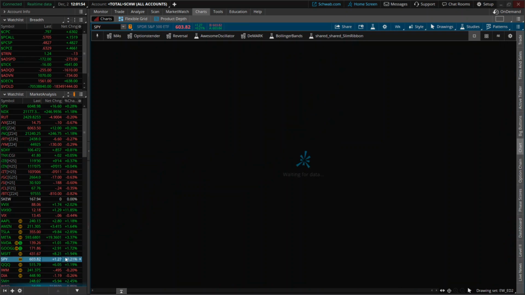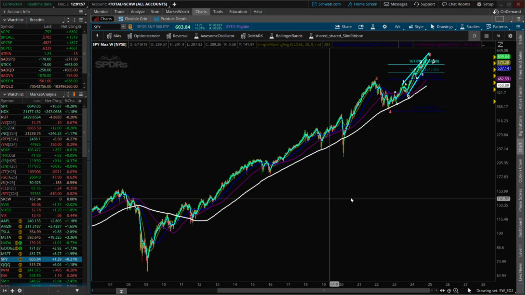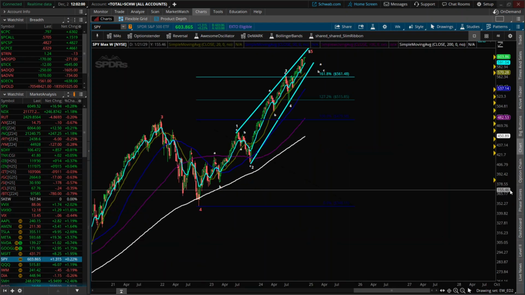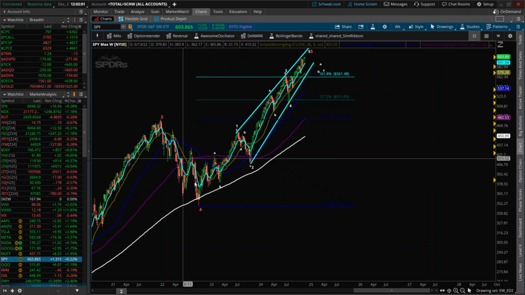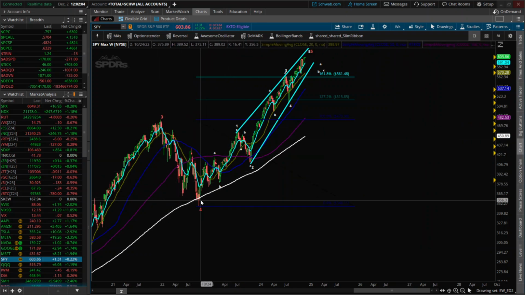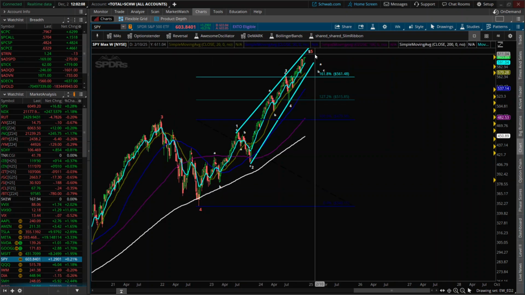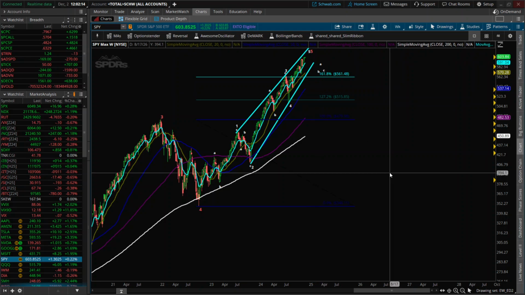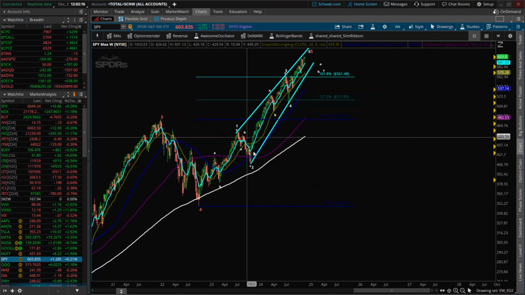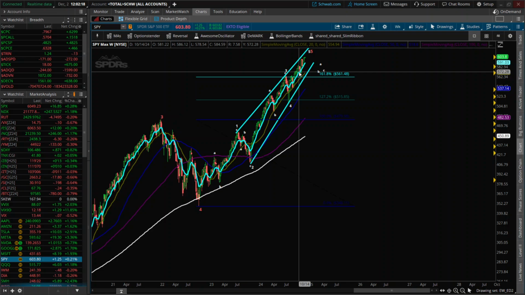Okay, so SPY. What I want to show here is the wave 3 and 4 from 2021 into 2022. And we're having our ending diagonal for the wave 5 of 5 here. Okay? So it's forming that beautiful wedge that we talk about.